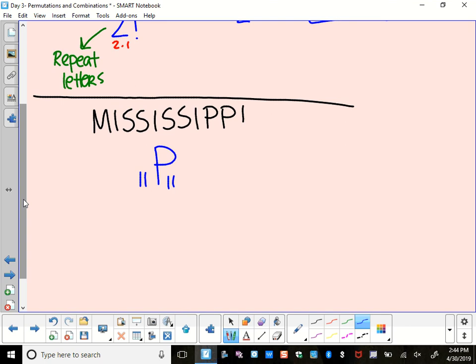You guys with me so far? That's what we just did. Okay? I have to take out the repeat letters though, right? So, how many times is I repeated? 4. So I'm going to divide by 4 factorial for the I's. What about my S's? So that would be 4. And then what about your P's? How many are those? 2. So I'm factoring out all of those numbers.